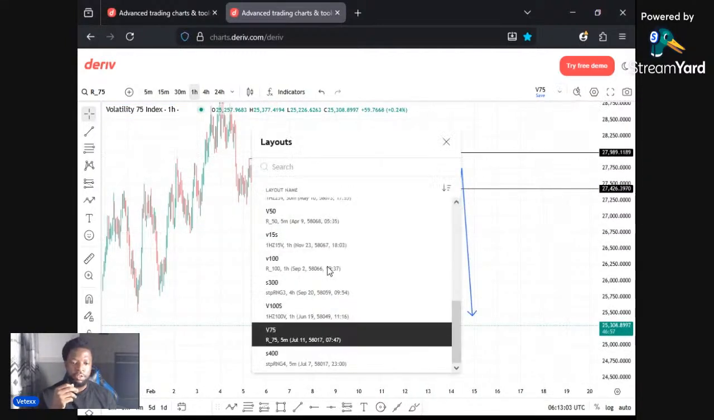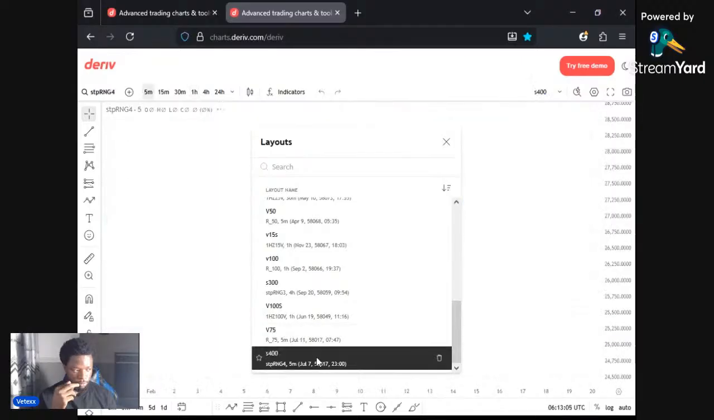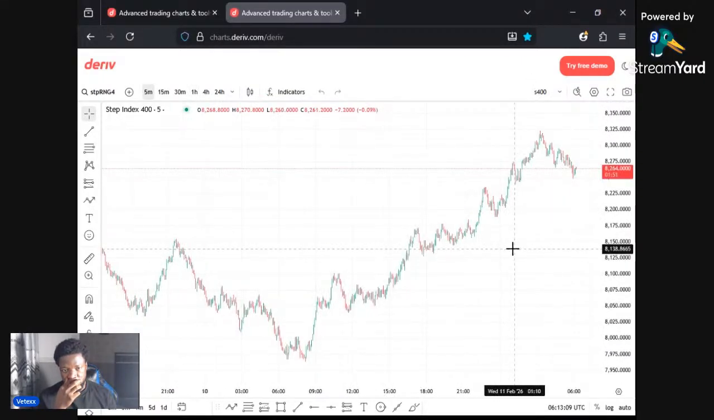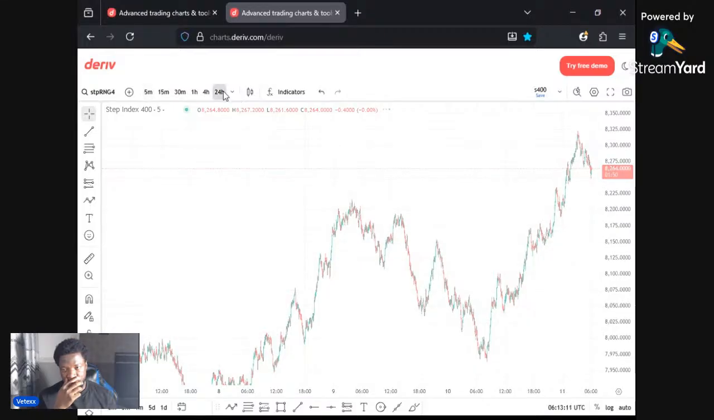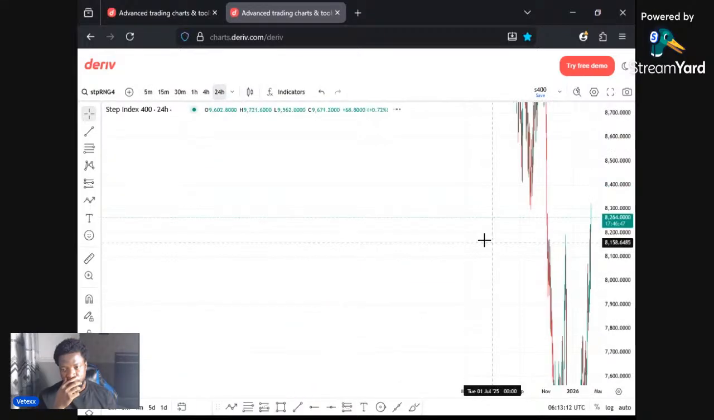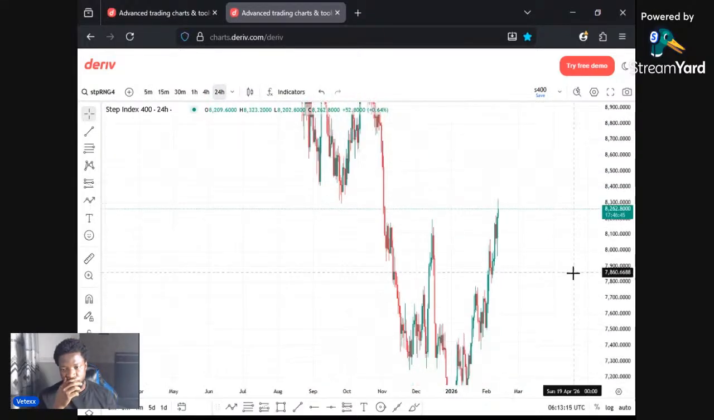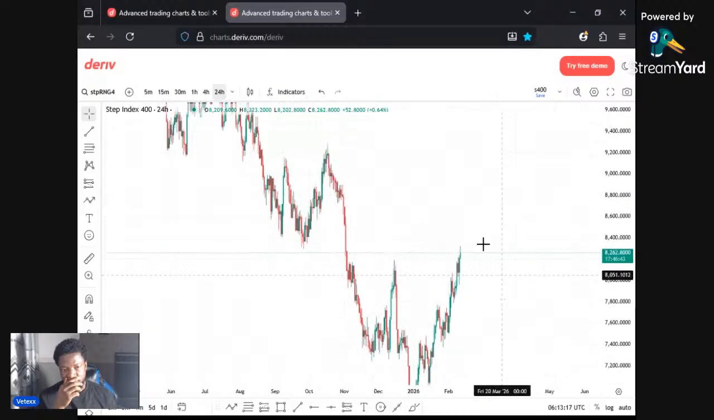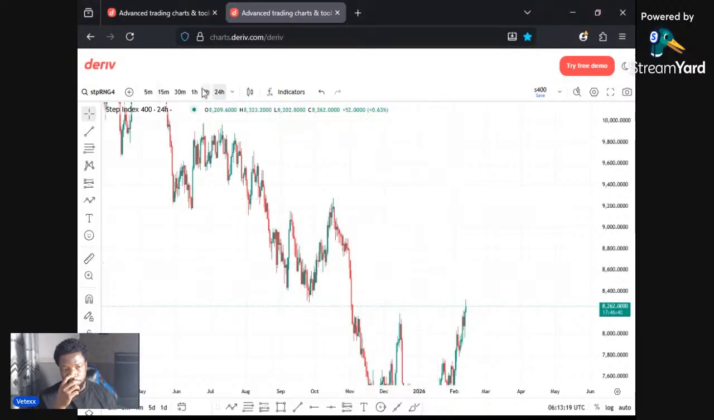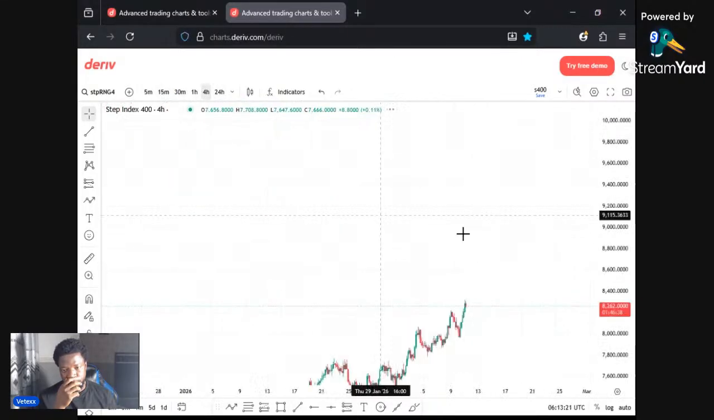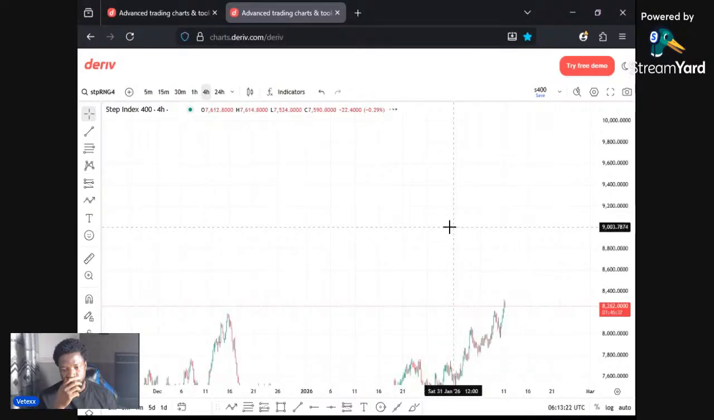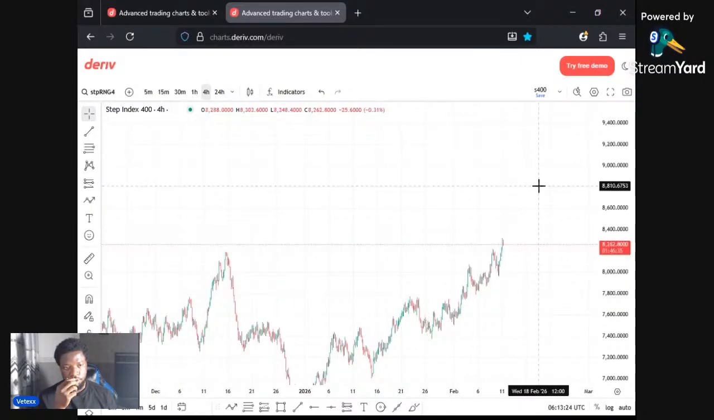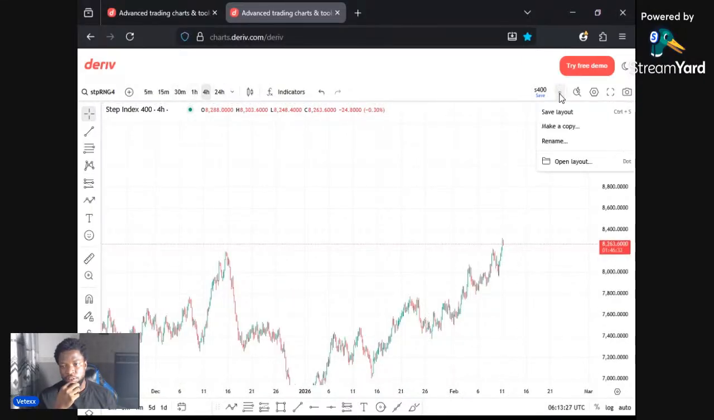Last but not the least is step 400. What do you have at step 400? Starting from the 24-hour time frame, step 400 is bearish. We're trying to buy to the upside right now. Yes, that's what it's trying to do. And then nothing on the 24-hour time frame, nothing on the 4-hour time frame. So we don't have anything on step 400.